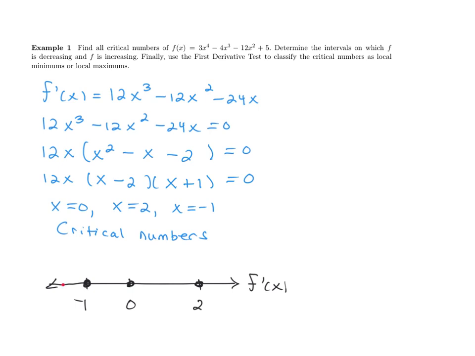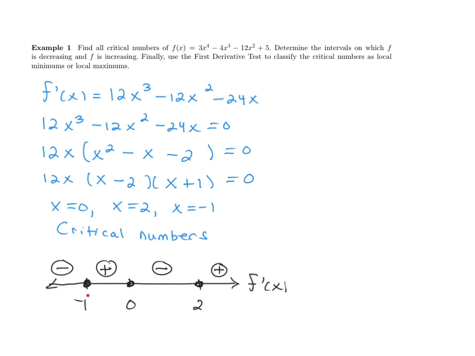So what I got is, for negative 2, I got negative 96. All I care about is the negative part of it. The derivative of my function is going to be negative to the left of negative 1. Between negative 1 and 0, I got a positive number, positive 7.5. All I care about is the fact that it's positive. When I plugged in 1, I got negative 24, so it's negative between 0 and 2. And then when I plugged in 3, I got 144, which is a positive number. So my derivative goes negative to positive to negative to positive. That is now enough to use the first derivative test to classify these as local mins or maxes.